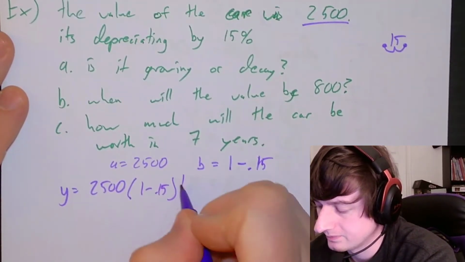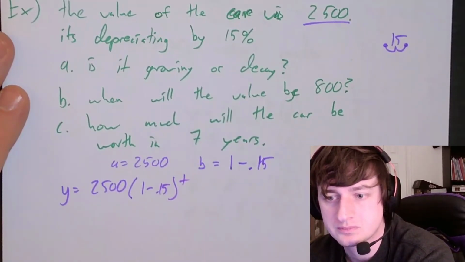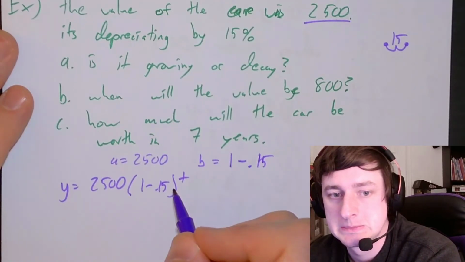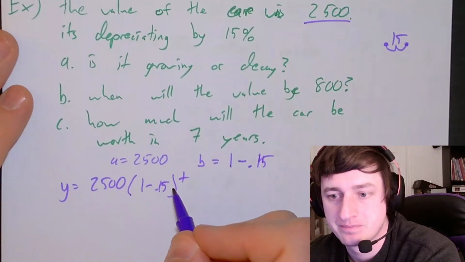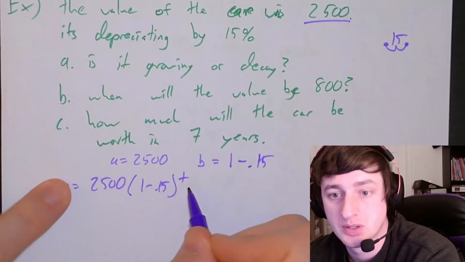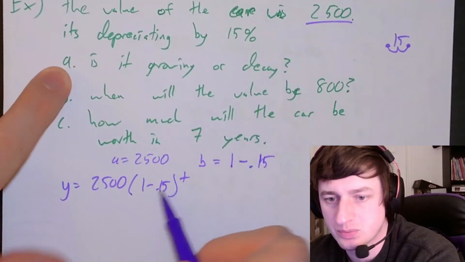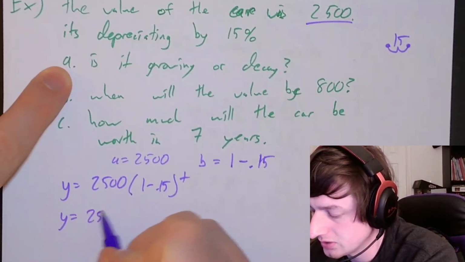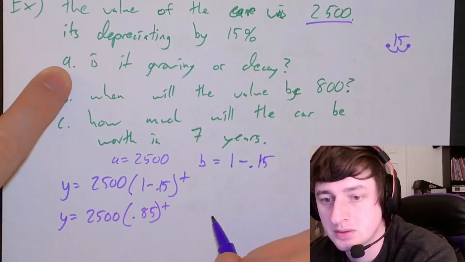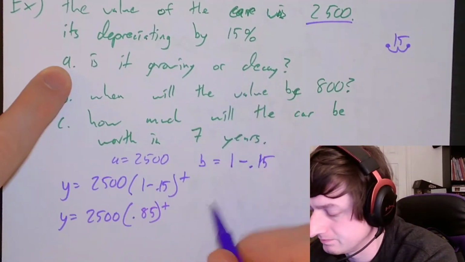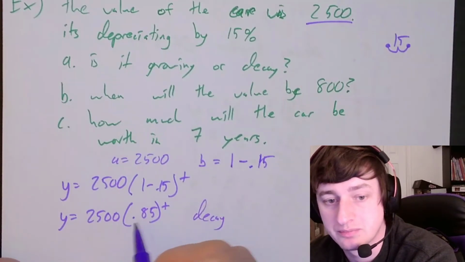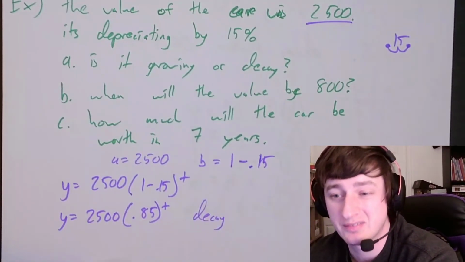And then we have the time, t. So, we have an equation. Is this growing or decaying? Well, let's simplify this part. So it's y equals 2,500 times 0.85 to the t. It's decaying. This is decay, because this number right here is less than 1. 0.85. We're multiplying by 0.85 every time. It's going to get smaller.